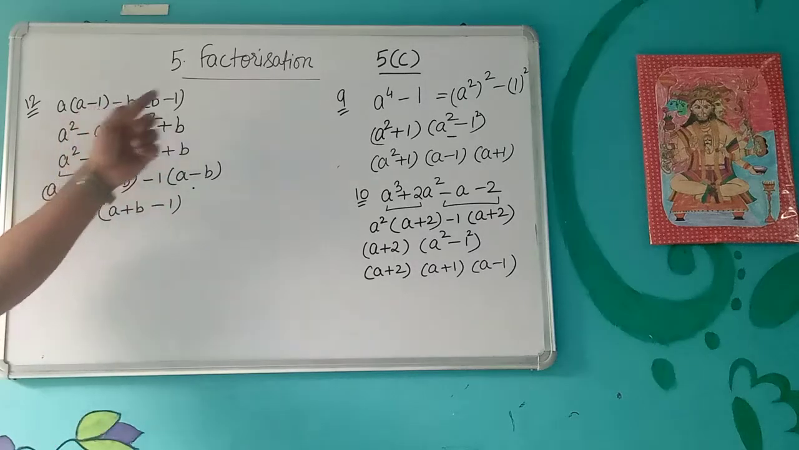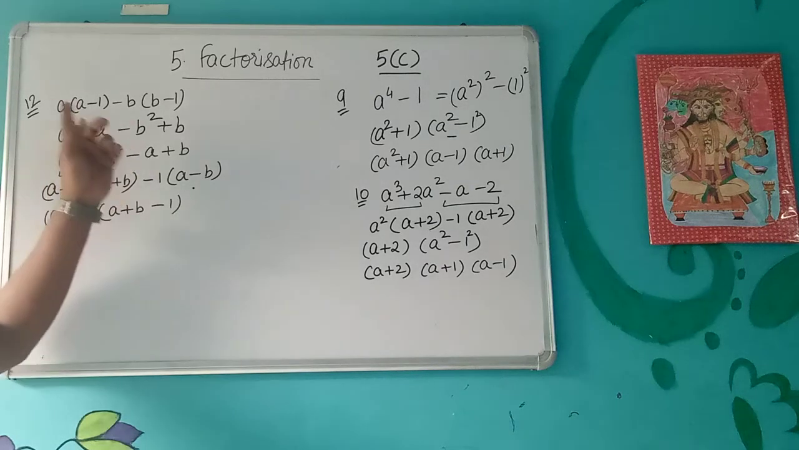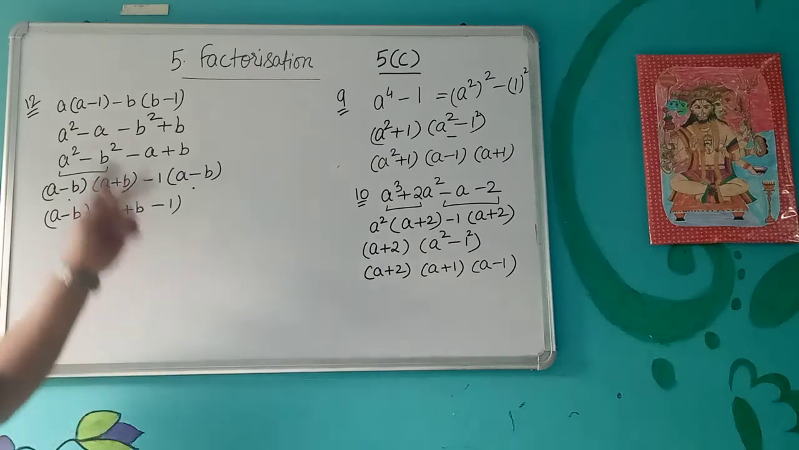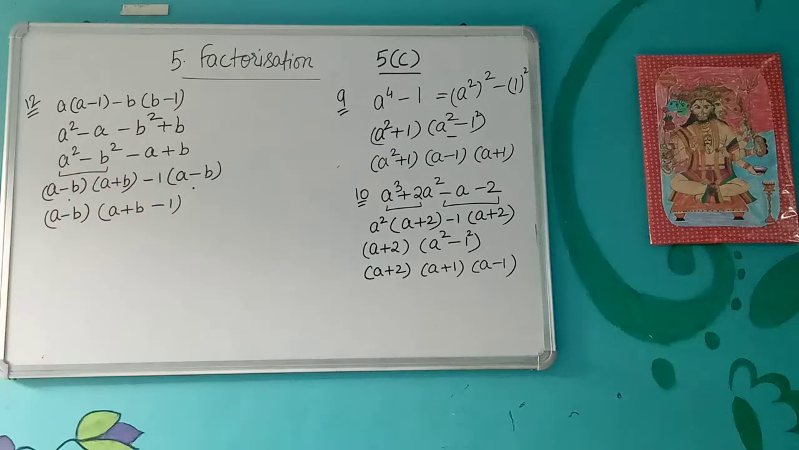So in questions like this, where you cannot take anything as common or you cannot form the groups, but brackets are there, you first solve the brackets, then you rearrange the terms, then you do the further simplification whatever is required.